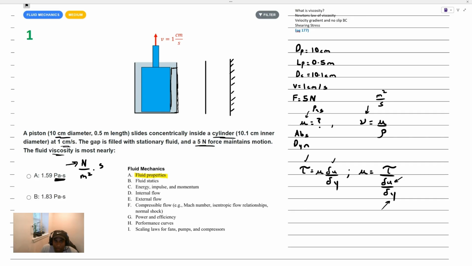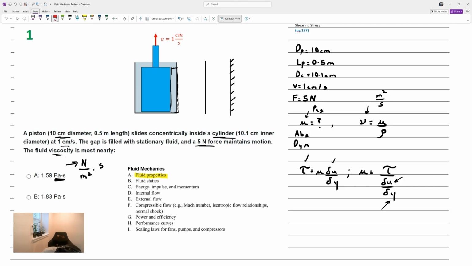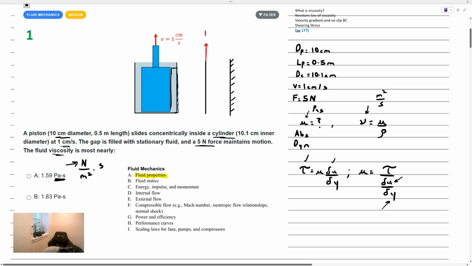Now, as we pull up on that cylinder, as we pull up on the piston, the right side surface of that piston is going to be moving with a certain speed. And the speed of the right side will be equal to 1 centimeter per second. The entire surface of that piston is going to be moving at 1 centimeter per second, while the wall will have a zero valued speed. So if we draw the velocity gradient here, you can see that it is triangular and it's linear.